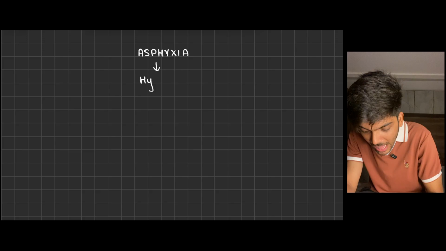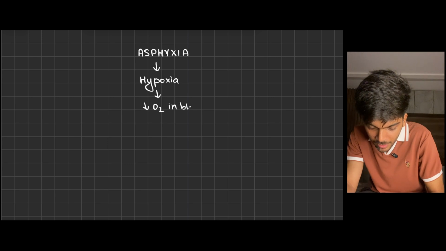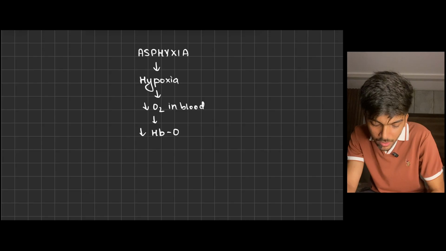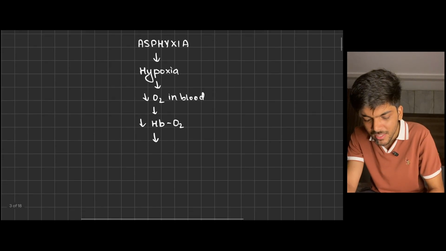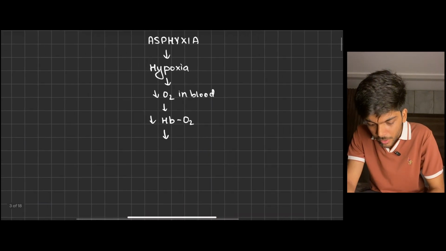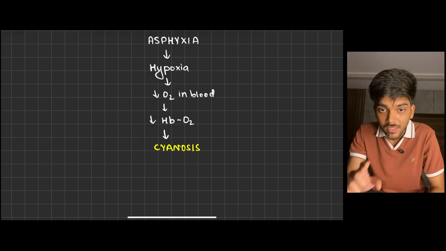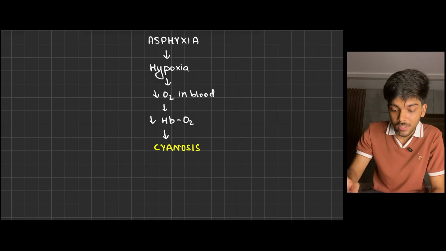First, there is asphyxia. Whenever there is asphyxia, there is eventually hypoxia. By hypoxia, that means there is less oxygen in blood. As a result, there is less oxyhemoglobin and the blood becomes bluish, and this is referred to as cyanosis. There you go, the very first clinical sign, cyanosis.